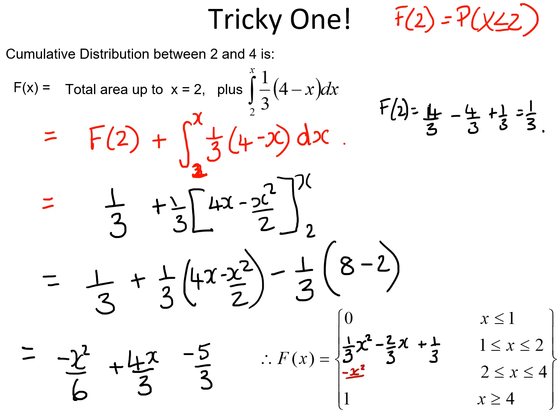So that is what it is between 2 and 4. And the way to check this to see if I'm right is put in 4, and we should get 1. If I don't, it's completely wrong. So if I put in 4, let's do that over here in a different coloured pen, so you don't write this unless you want to. F of 4, so that would be minus 4 squared, which is minus 16 over 6, plus 4 times 4 again, 16 over 3, minus 5 over 3.